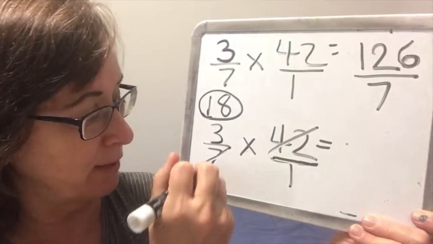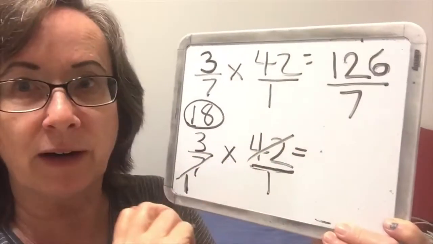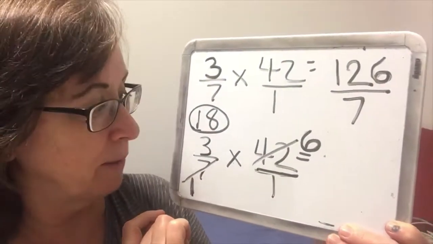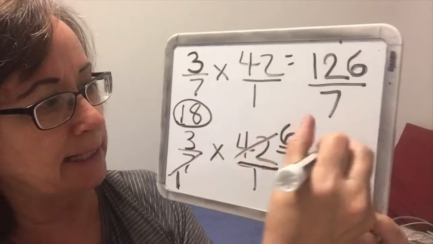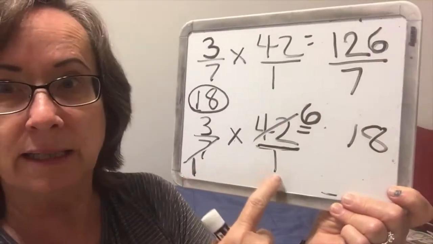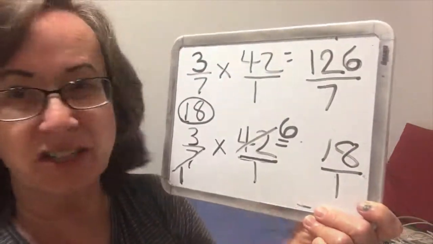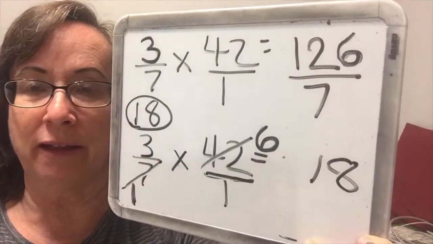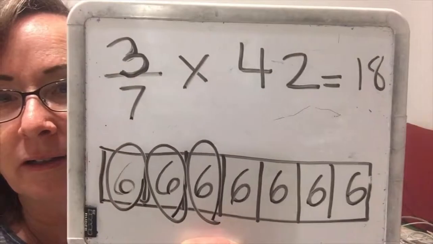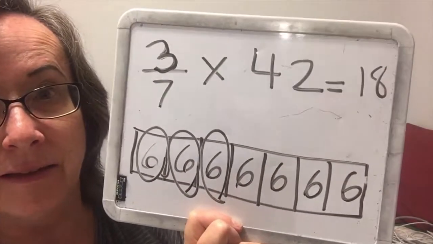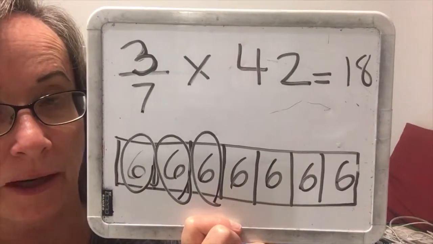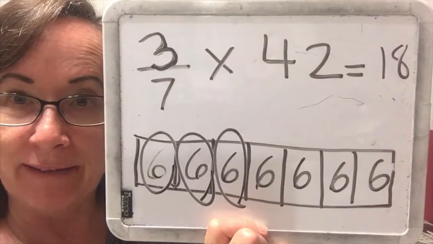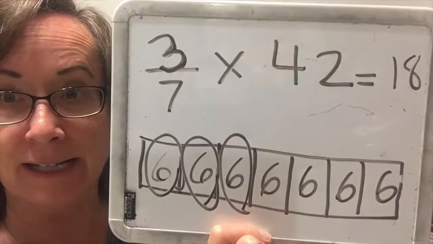So 7 divided by 7 is 1. And 42 divided by 7 is 6. So now I don't even have to mess with the 42 anymore. And then 3 times 6 is 18. And the bottom is 1 times 1, which is 1. And since it's just a 1, we don't need to do anything with it. Okay? So now, remember what we started with? We started with this picture, where we divided the 42 up into 7 equal parts. And we found out that each part was a 6. Then we chose 3 of those parts and we got our answer.